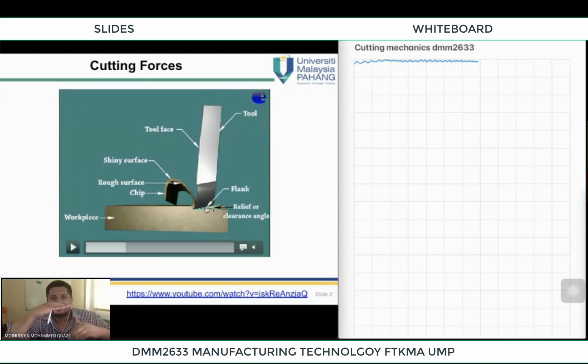This is my workpiece, this is my tool, and this tool is doing the cutting operation. As it is moving, there is some distance between the workpiece and the tool. This distance is called clearance, and the angle from here to here is called the clearance angle or relief angle, and this face is called the flank. This part of the face of the tool which is almost rubbing against the workpiece is called the flank. This tool makes an angle with the workpiece, and that is called the relief angle or clearance angle, because there is some clearance between the tool and the workpiece.